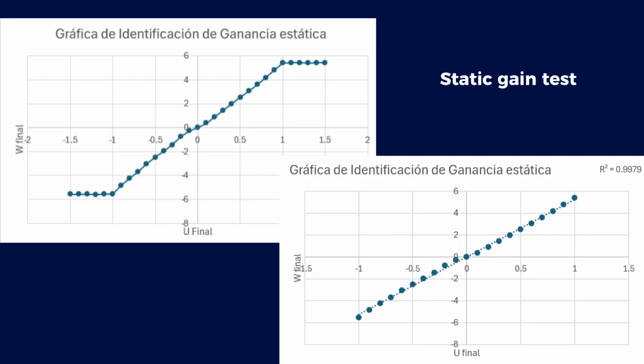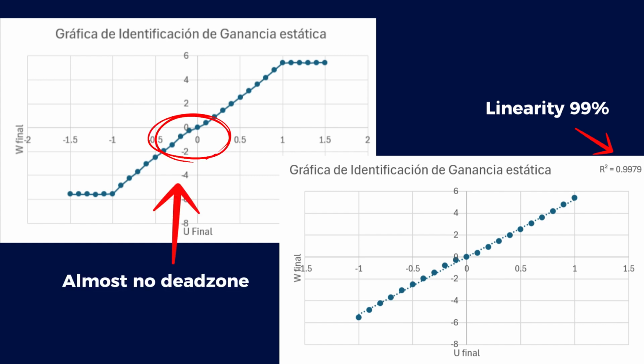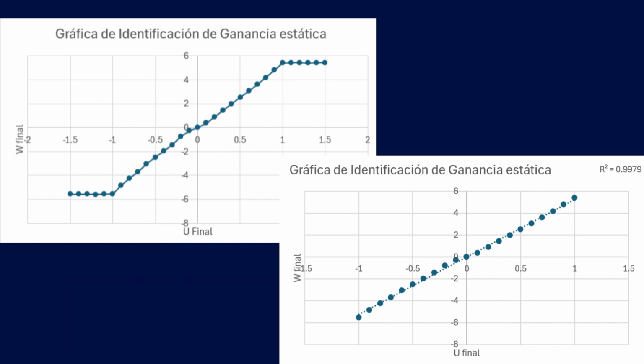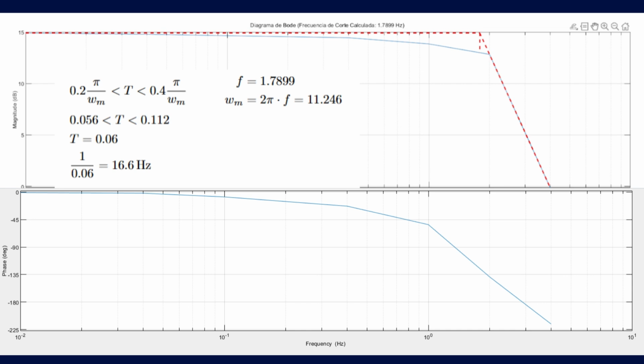Our first major experimental step was characterizing the process through a static gain test. By sweeping the PWM input and measuring the steady-state velocity, we generated an empirical graph. The results showed a remarkably high linearity, confirmed by a nearly non-existent dead zone, and a physical saturation point at 5.6 revolutions per second. Then, to understand the system's dynamics, we performed a frequency response analysis to build a Bode plot.